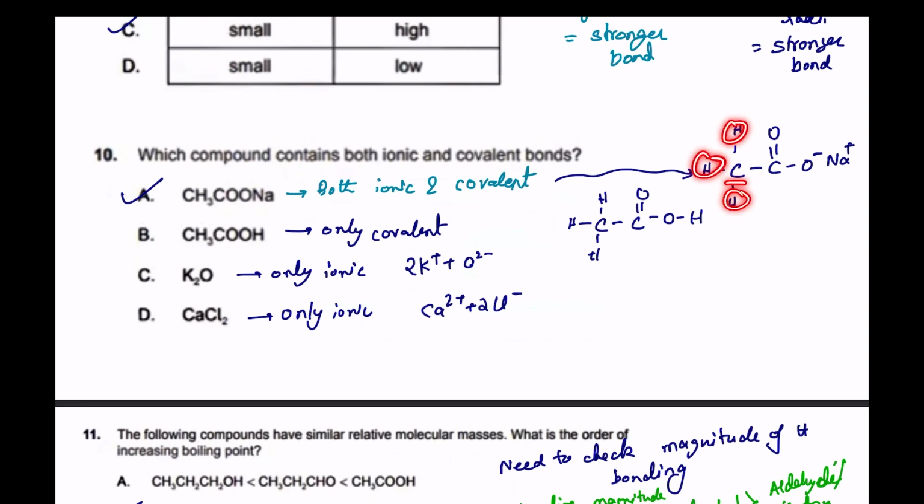CH bonds are all covalent bonds. Here's a C double bond O, which is again a covalent bond. C-O minus is again covalent, but the bond between O minus and Na plus is an ionic bond. So you see both covalent and ionic bonds are present in this compound. So option A is the correct answer.